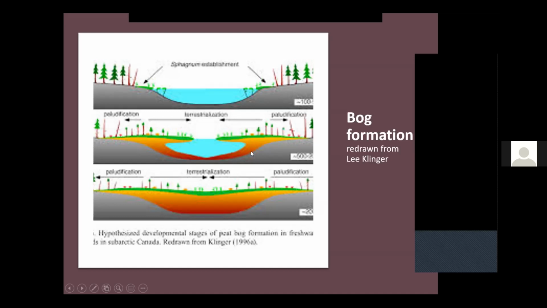And eventually, you give it enough time and the whole thing will be covered up with vegetation, but you'll still have this orangey stuff. This is the peat. The peat will probably still be remaining. So that's kind of how bogs form.